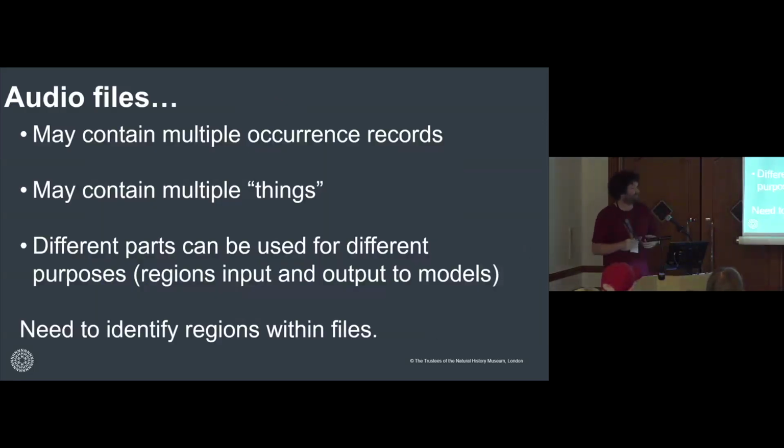So coming more towards Audiovisual Core, audio files can contain lots of things, right? They can contain many species, sometimes overlapping. Things which aren't species, like road noise, aeroplanes, people talking, the weather, all have an impact on the soundscape. And these different parts can be used for different purposes.